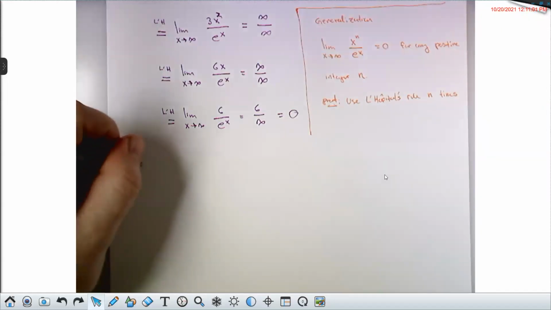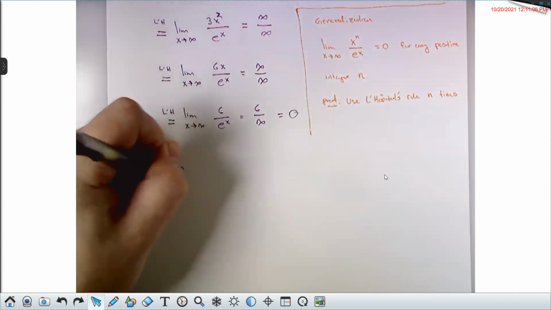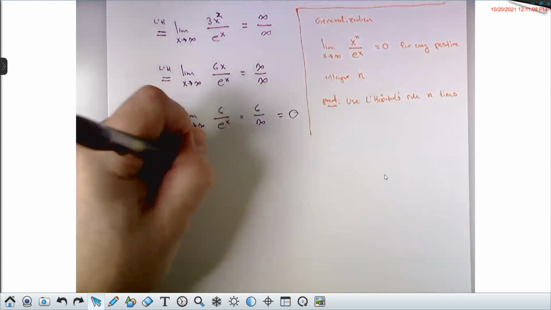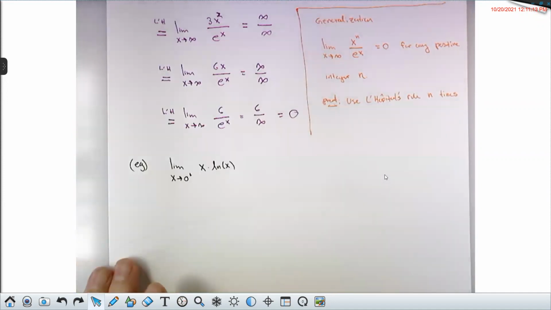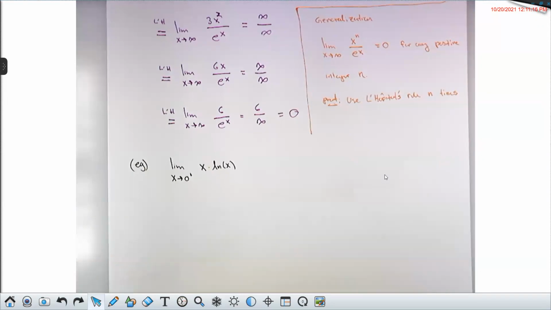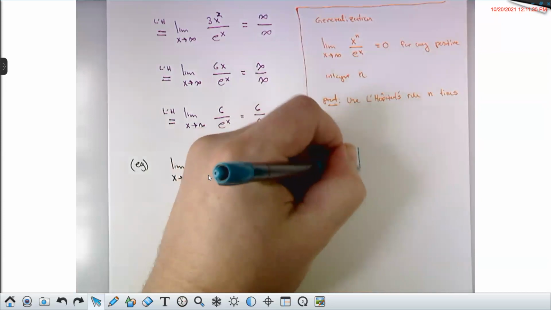So this works for some limits that might not jump out at you right away. Like the limit as x goes to 0 from the right. So what do each of these guys do as x goes to 0 from the right? X on its own goes to 0. What does the natural log of x do as x goes to 0 from the right?